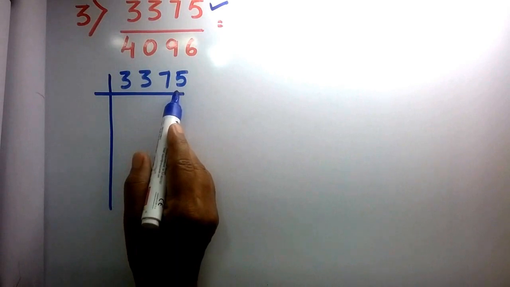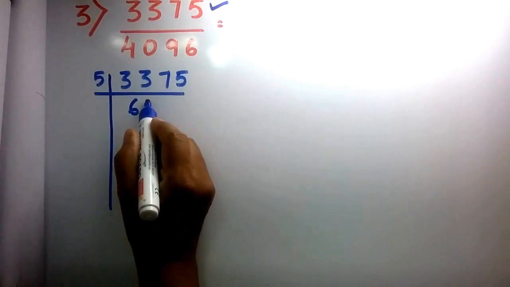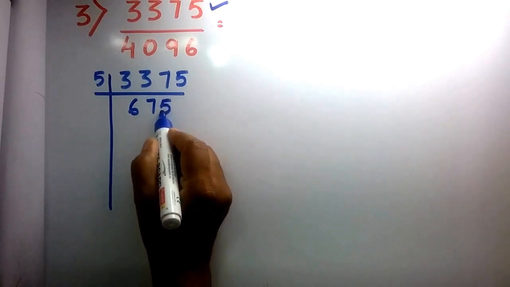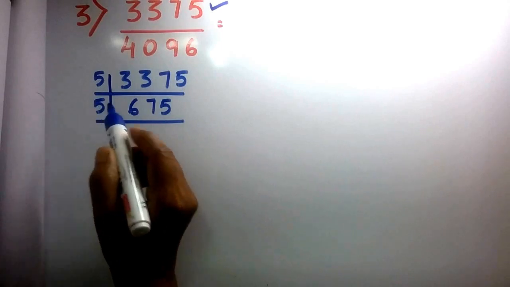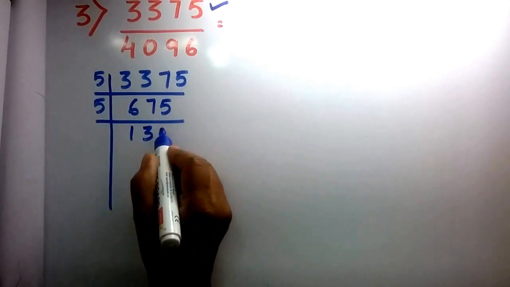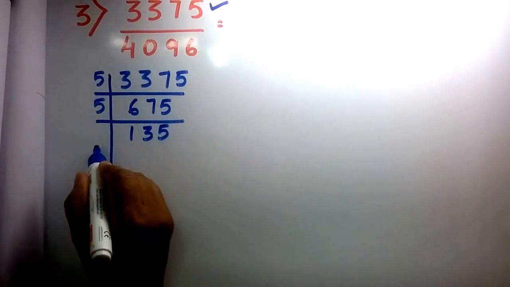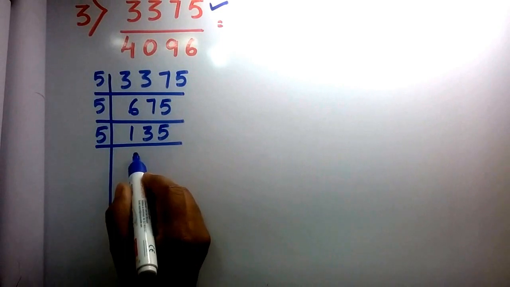This number is divisible by 5. 5 sixes are 30, 5 sevens are 35, 5 fives are 25. Continue with 5 because you have 5 in the unit place. 5 ones are 5, 5 threes are 15, 5 fives are 25. Continue with 5 again. You have 5 in the unit place.